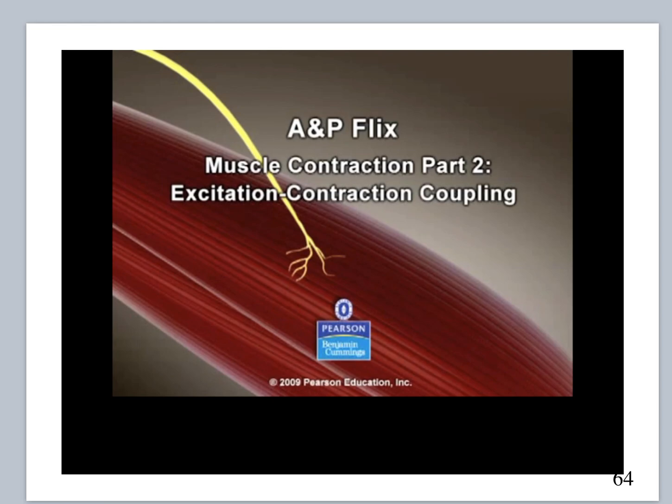Hopefully this little animation may help explain it a little bit better.